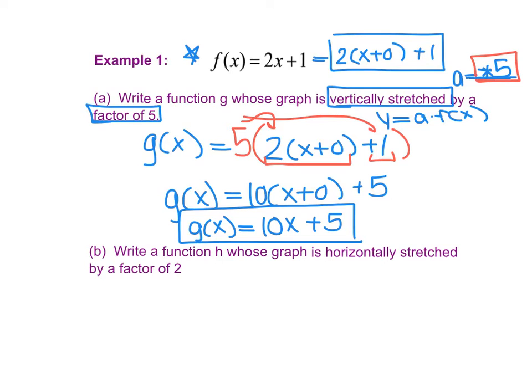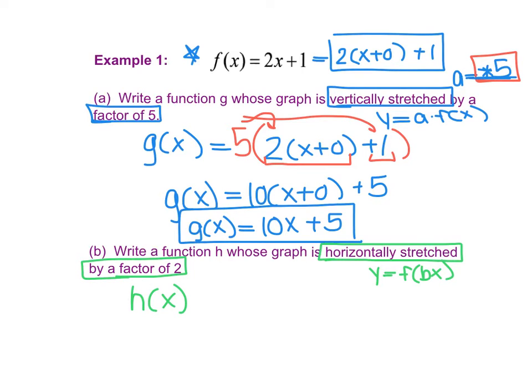Now if we look at the second example here, it says write a function h whose graph is horizontally stretched by a factor of 2. Now remember, when we looked at the notes on the previous slide, we're going to take some value b and multiply it by x. But remember, b isn't just 2 in this case. Horizontal stretches work a little bit differently. So in order to calculate what our b value is going to be, it's going to be equal to 1 over our factor, because they are reciprocals of each other. So in this case, our factor is 2. So our b value is 1 over 2.